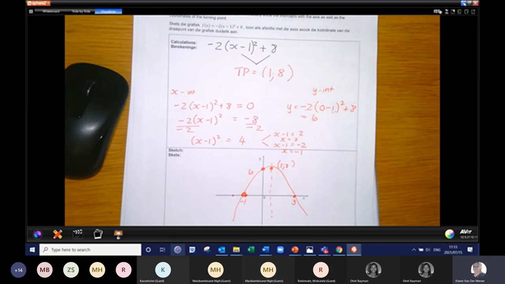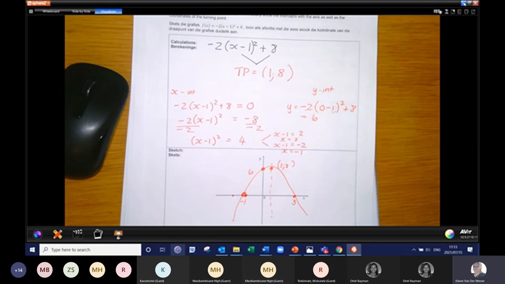Let's just recap. If I shift up, I add 3. Doesn't matter what the equation is, I just add 3 at the end. Shift down means I just take away 2. So whatever the equation is, at the end, I take away 2. So that's the new equation. Shift up, add; shift down, minus.